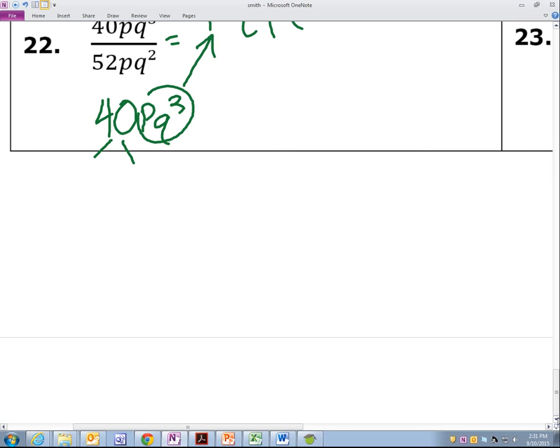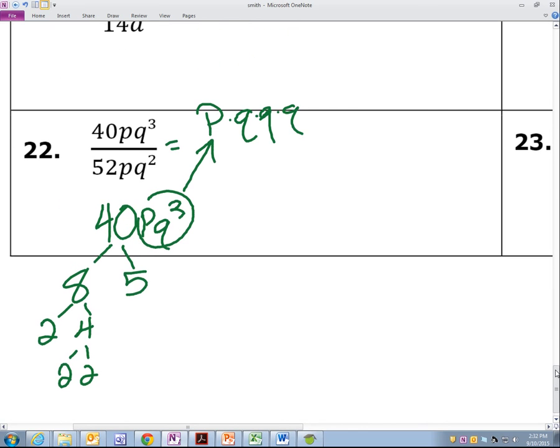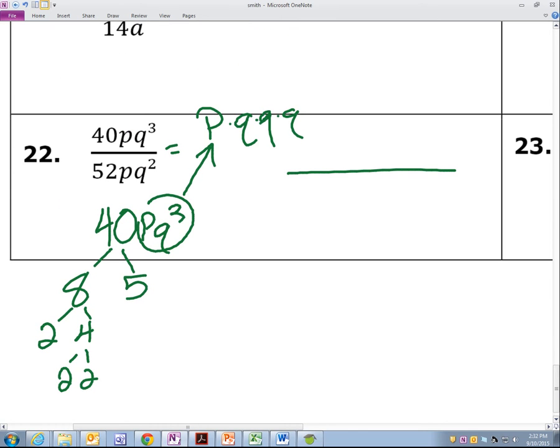So I'm going to do, let's see here. Okay, then I'm going to put them in order. So I have my numerator. I have 2 times 2 times 2 times 5 times P times Q times Q times Q.